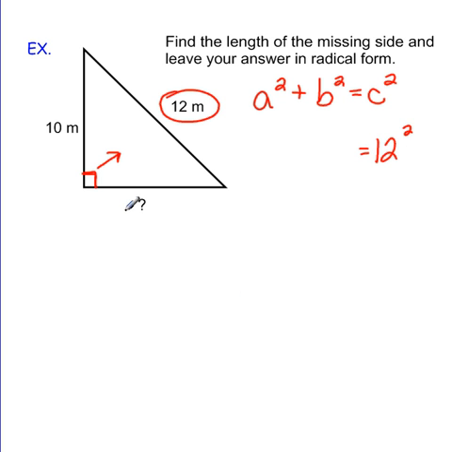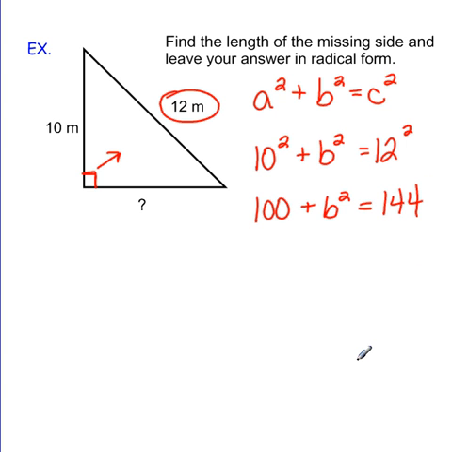What do we got? We got two legs here. One is 10 and one is unknown. So I'm going to put 10 for A. And since I don't know this side, I'm going to keep the letter B. This is what we're actually going to solve for. So let's roll with it. 10 squared is 100 plus b squared equals 12 squared is 144.